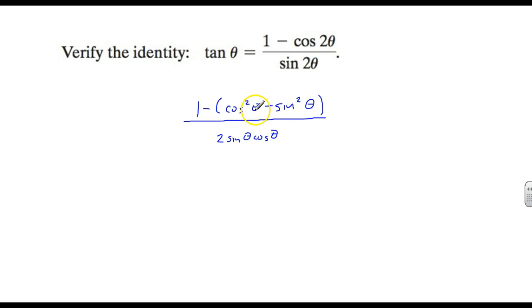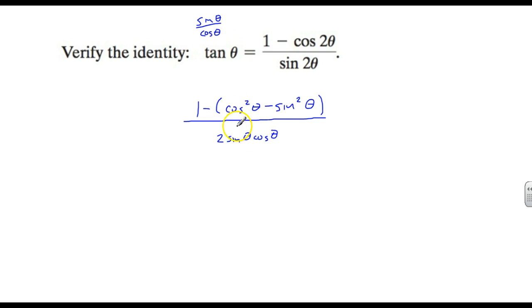So if I'm looking at this, I'm like, well, which one of these versions of cosine 2 theta do I use? You've got to think about your end goal. What do you want this to be? Now think about tangent. Remember, you can manipulate either side of the equals, but tangent is sine theta over cosine theta.